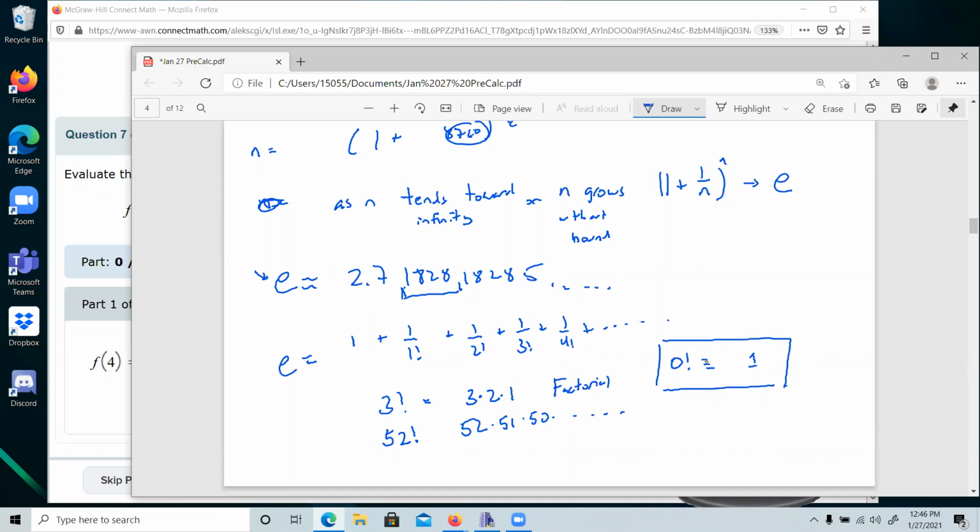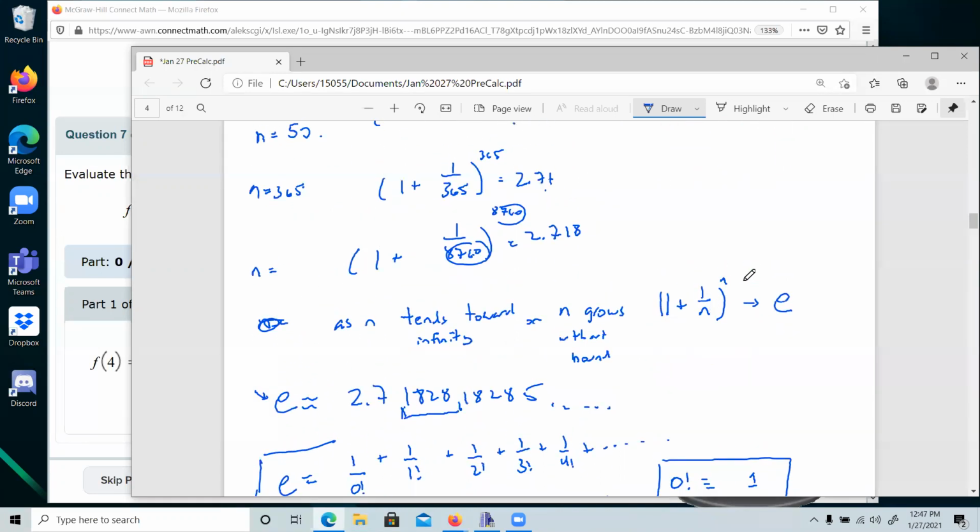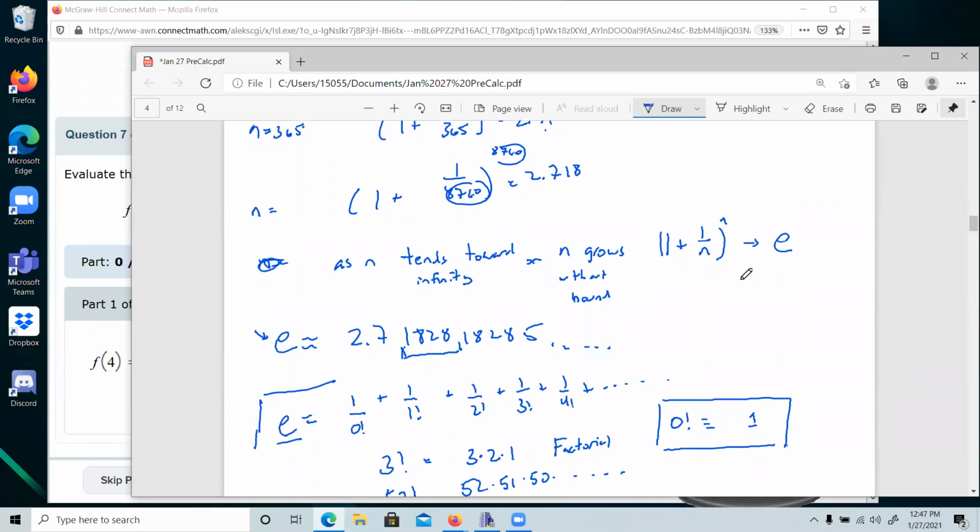There's another way of doing this, but for now, for you guys, 0 factorial, that's 1. So I can make that happen. It's 1. But that's how you could also get e. This idea made a lot more sense to me than this idea. So whichever one you're more comfortable with, you can think about it.